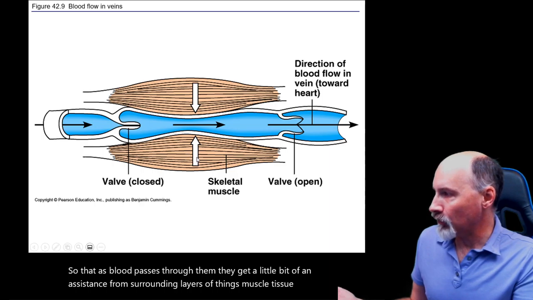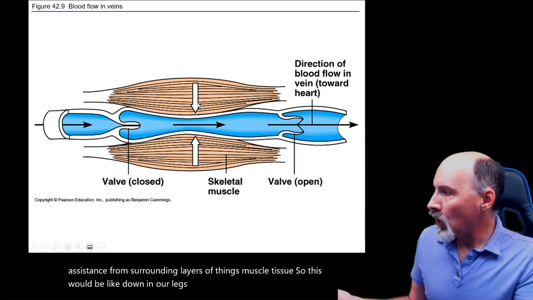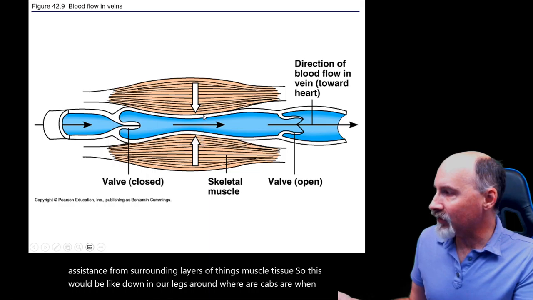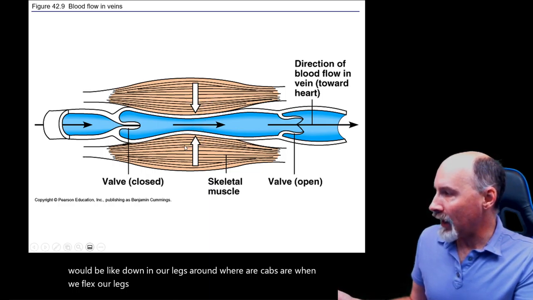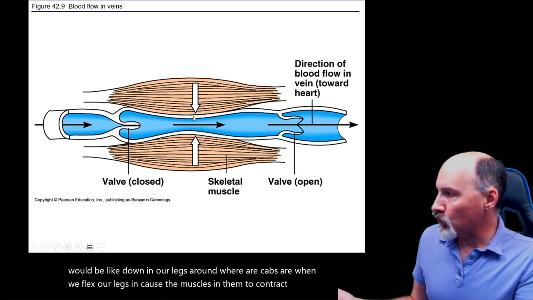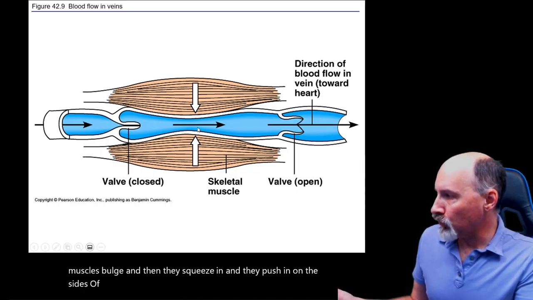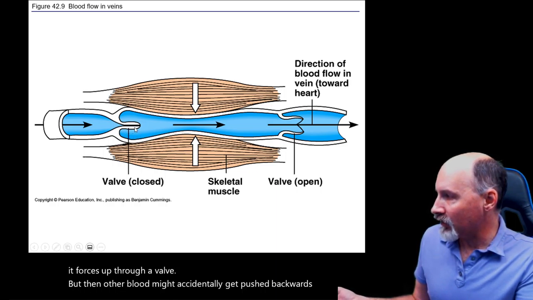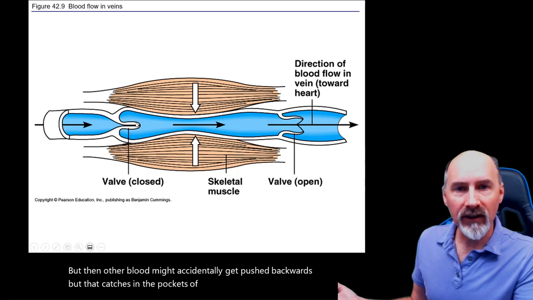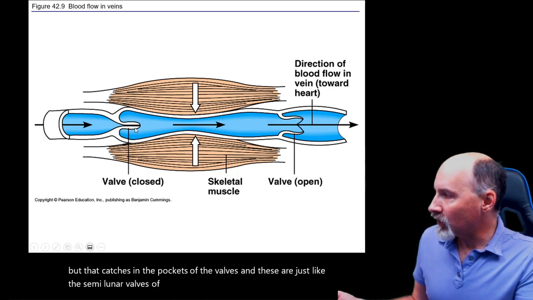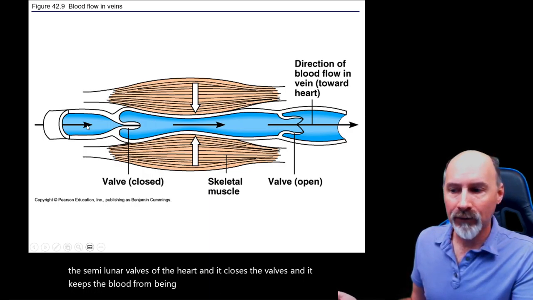So this would be like down in our legs, around where our calves are. When we flex our legs and cause the muscles in them to contract, the muscles bulge, and then they squeeze in and push in on the sides of a vein, and that helps to force some blood forward, and it forces it up through a valve, but then other blood might accidentally get pushed backwards, but that catches in the pockets of the valves. And these are just like the semilunar valves of the heart, and it closes the valves and keeps the blood from being pushed back down the leg again.